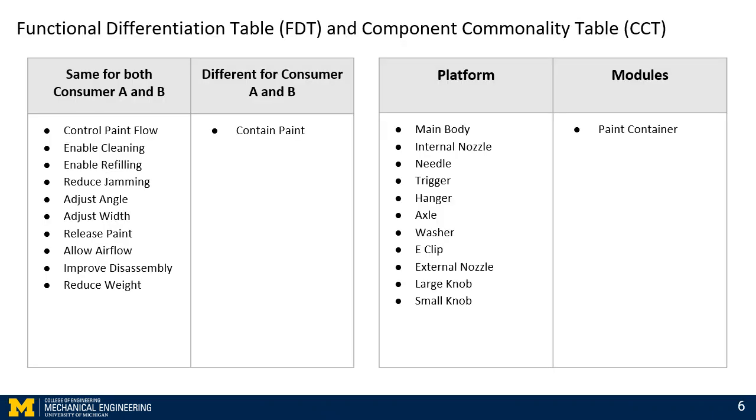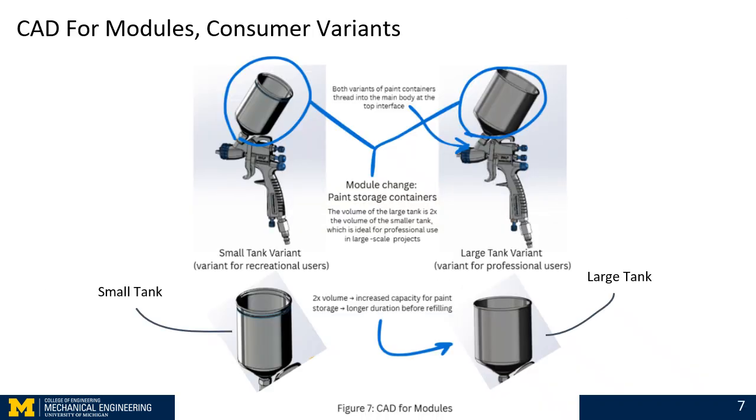After comparing all of our functions for our primary and secondary customers, we found that only the contained paint function would be different between customers. The component that achieves this function is the paint container. The module change for a primary and secondary customer is the size of the paint container. The volume of the larger tank is 2 times the volume of the smaller tank. This larger tank would be ideal for professional use in larger scale products.